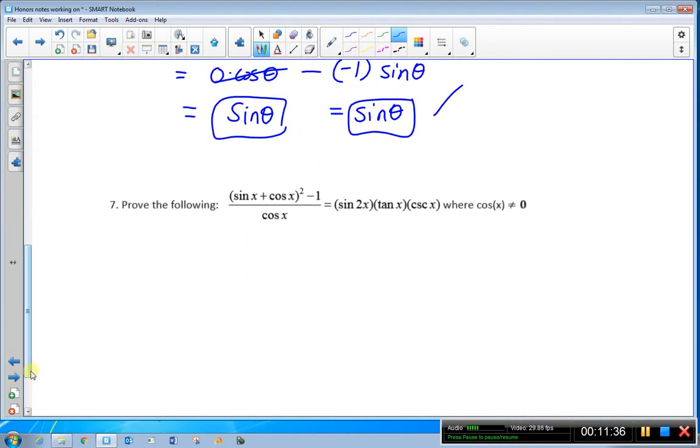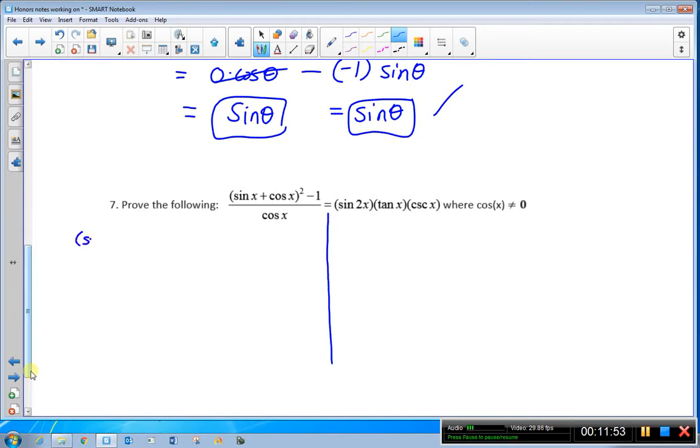All right, prove the following. So I'm only going to work with left side or right side. It's like there's a line here. The left side cannot see the right side, so you have to get the left side to equal the right side. So on the left side, I'm going to square that.